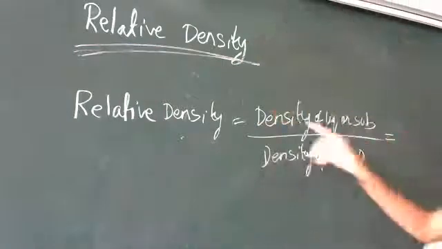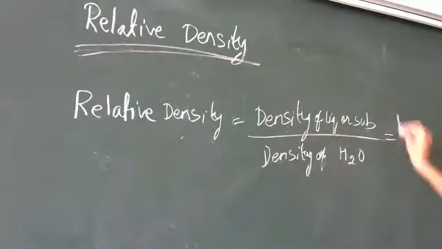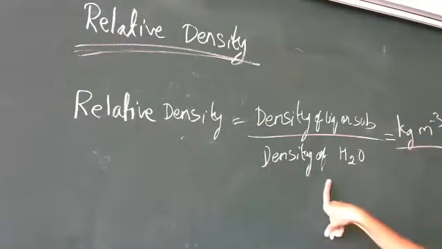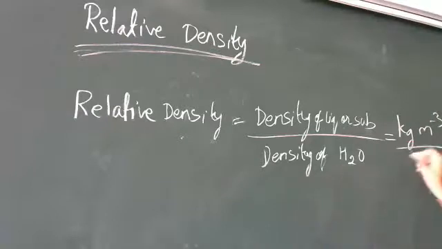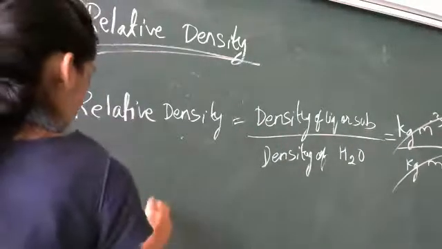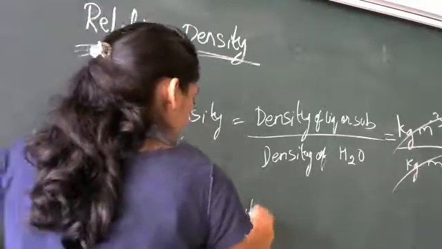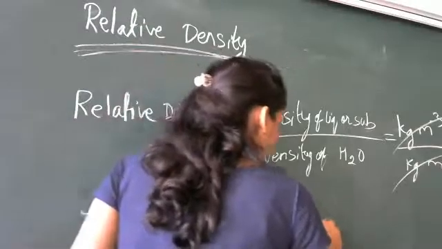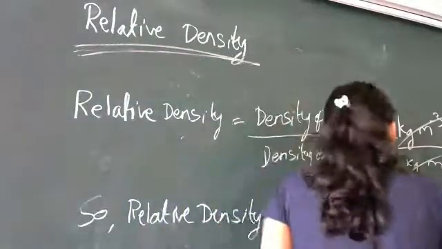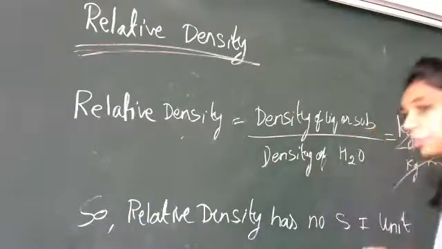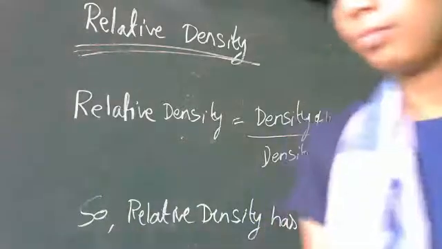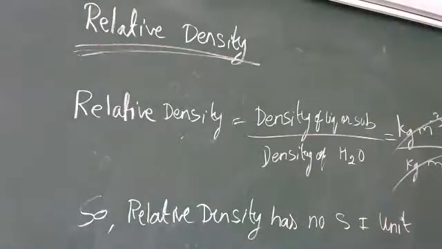Why? Because the SI unit of density of any substance is again kg per meter cube divided by the SI unit for density of water, again kg per meter cube. So this cancels. So relative density has no SI unit. Okay, understood what is relative density?